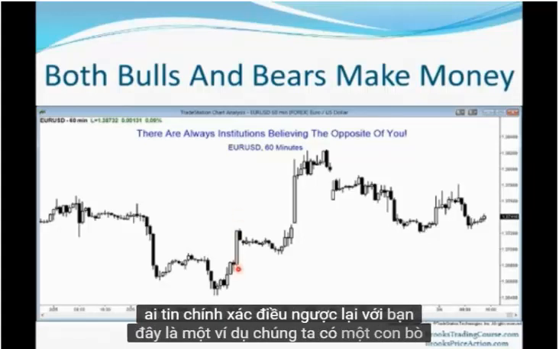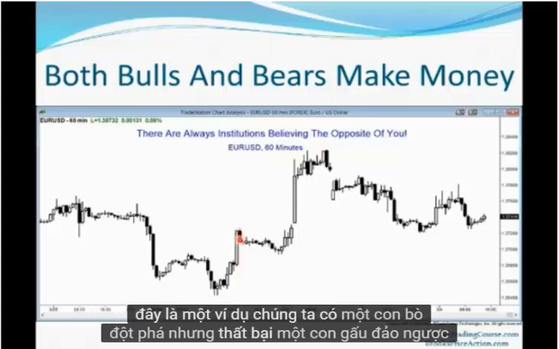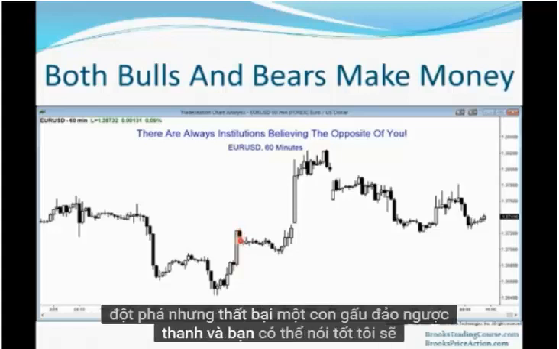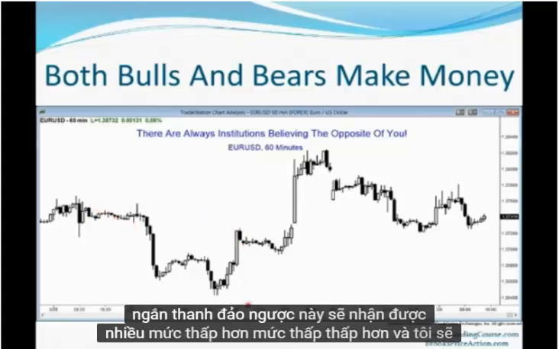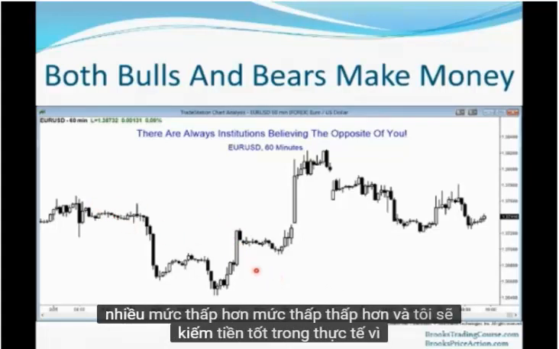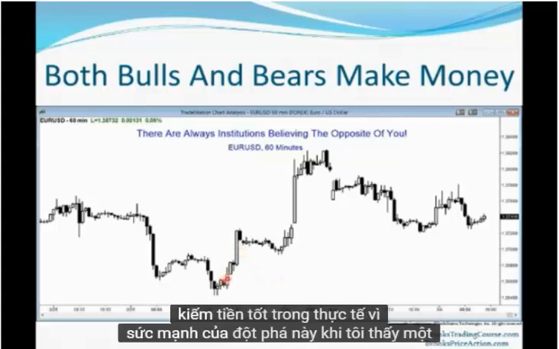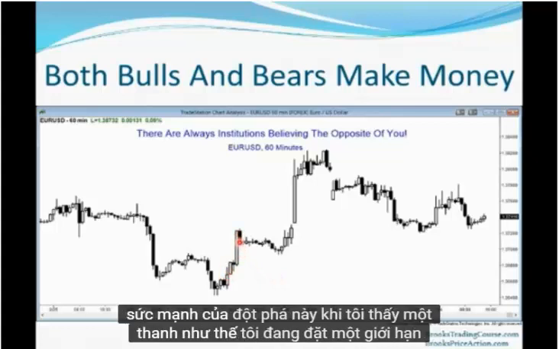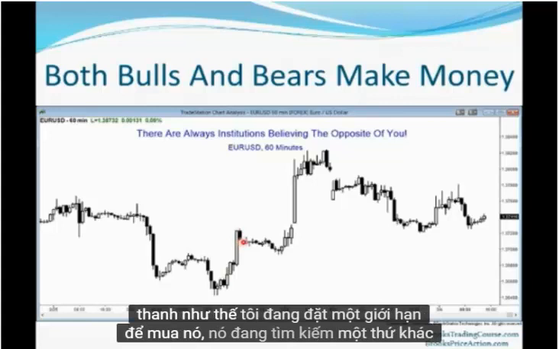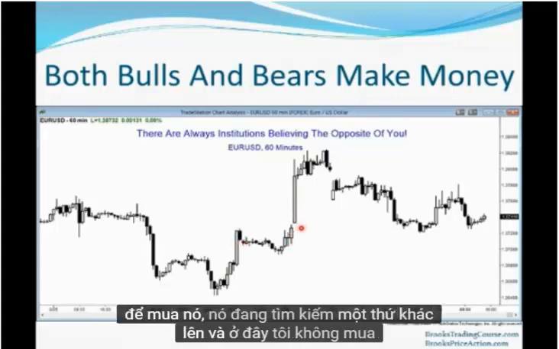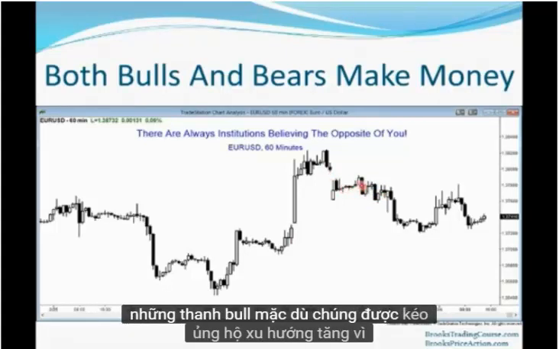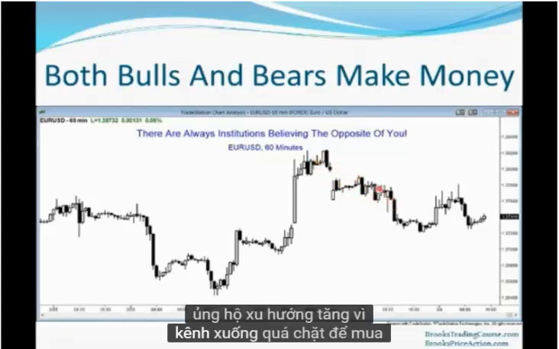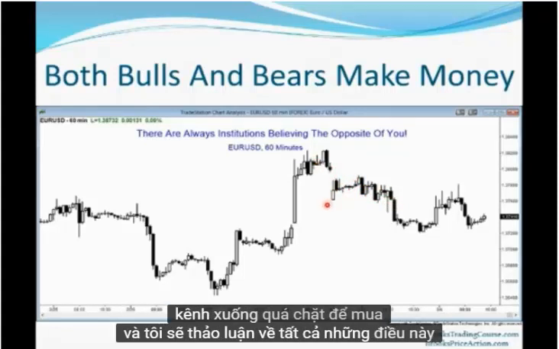Here's an example. We have a bull breakout, but a failure, a bear reversal bar. You can say, well, I'm going to short this bear reversal bar. We'll get more lower highs, lower lows, and I'll make money. Well, in fact, because of the strength of this breakout, when I see a bar like that, I'm placing a limit order to buy its low, looking for another leg up. And over here, I'm not buying these bull bars, despite them being pullbacks in a bull trend, because the channel down is just too tight to buy. I will discuss all of this throughout the course.